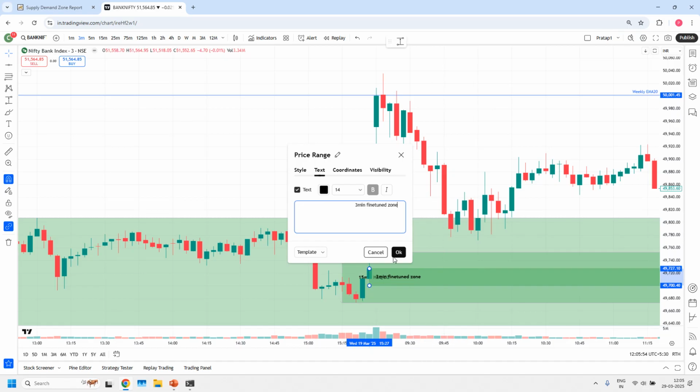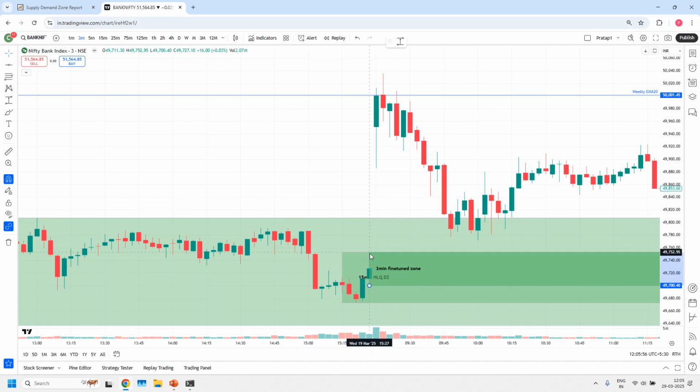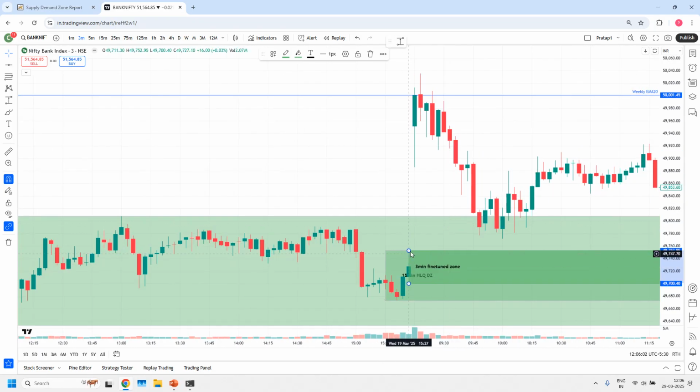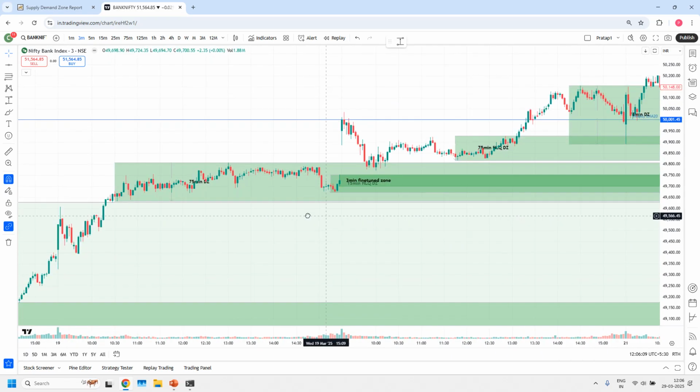Because if it is a 3 minutes fine-tuned zone, you can draw wick to wick. Sometimes you may miss the trade. Draw wick to wick. If you feel risk is high, at that time you can fine tune to type 3 proximal. Either way you can draw. I am just showing you.